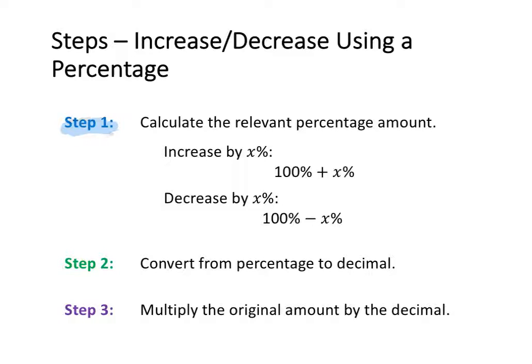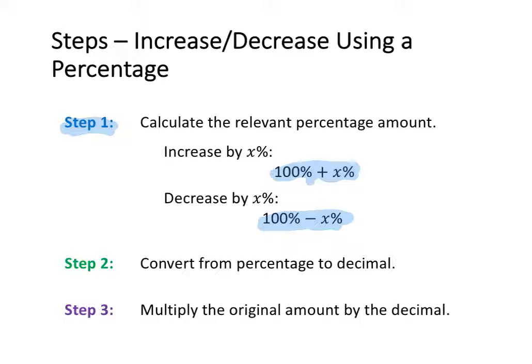The first step is to calculate that relevant percentage amount. So if we are increasing by X percent, then that percentage amount is going to be 100 plus X percent. If we are decreasing by X percent, it's going to be 100% minus X percent. So if we are increasing, we're going to be increasing by a percentage bigger than 100%. If we're decreasing, we're going to be decreasing by a percentage smaller than 100%.